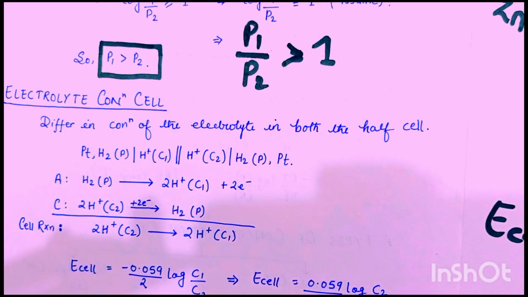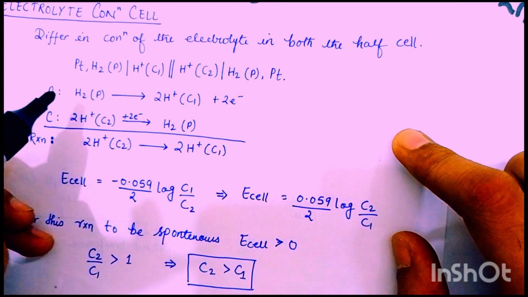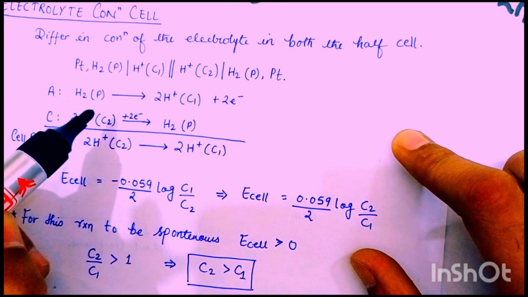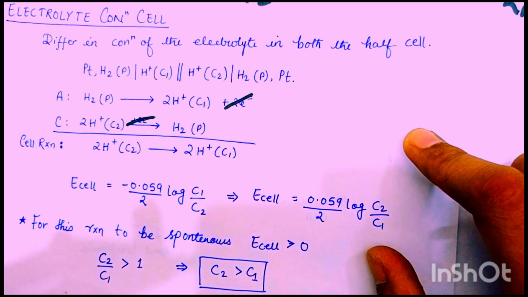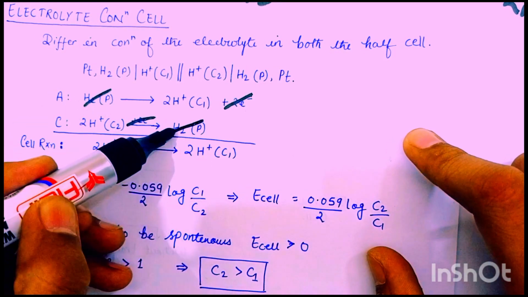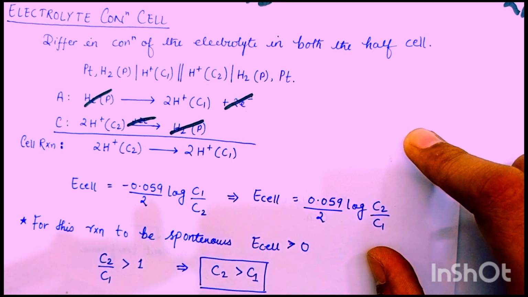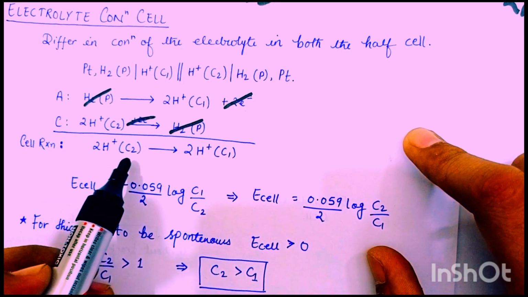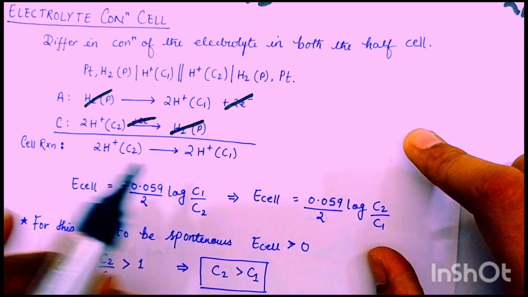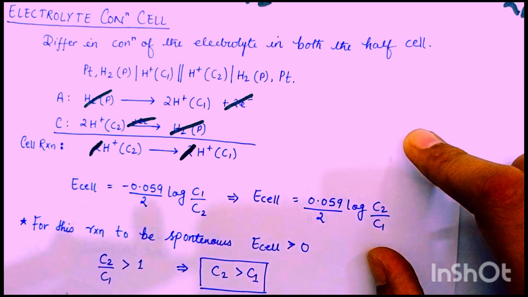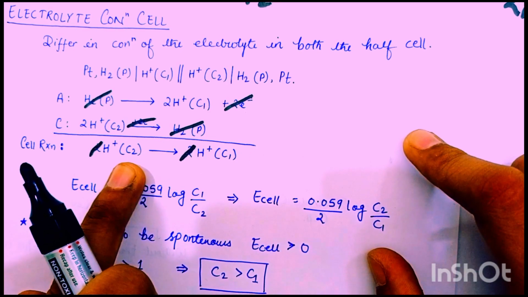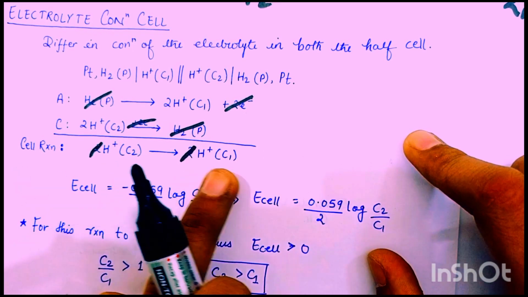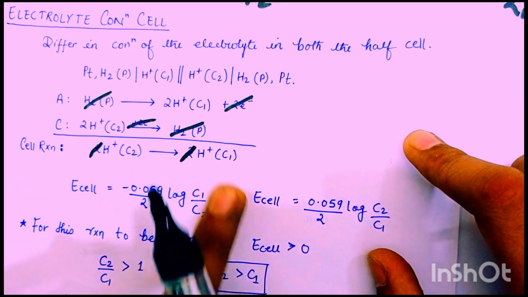After that we can write the reactions at the anode as well as the cathode. We observe that the electron exchange gets cancelled out, as well as the hydrogen, and 2H plus at C2 and 2H plus at C1, this 2 obviously gets cancelled out. It means we get H plus at C2 concentration on the reactant side and H plus at C1 concentration on the product side.